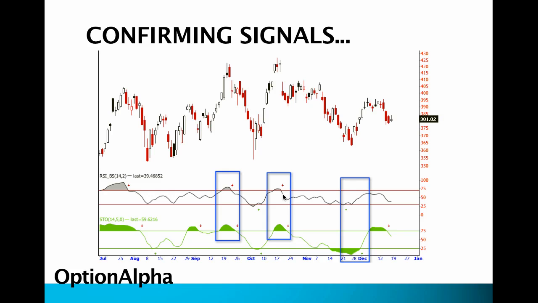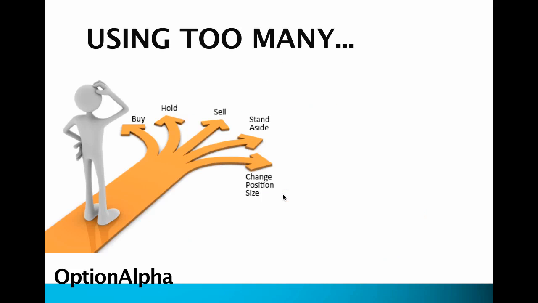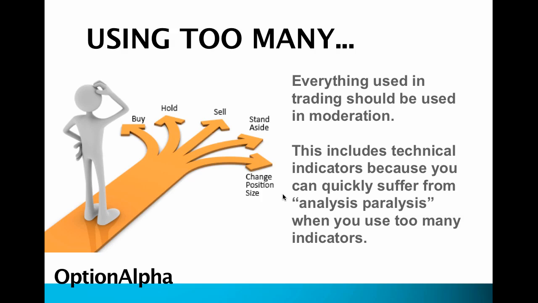I'm not a fan of over analysis paralysis, having 72 indicators, because then you start looking at too many things all too often. But I do like having a couple indicators on the chart at one time. So again, using too many indicators is going to be very, very tough, and it's going to leave you with a lot of different choices, right? Everything should be used in moderation, and this includes technical indicators.